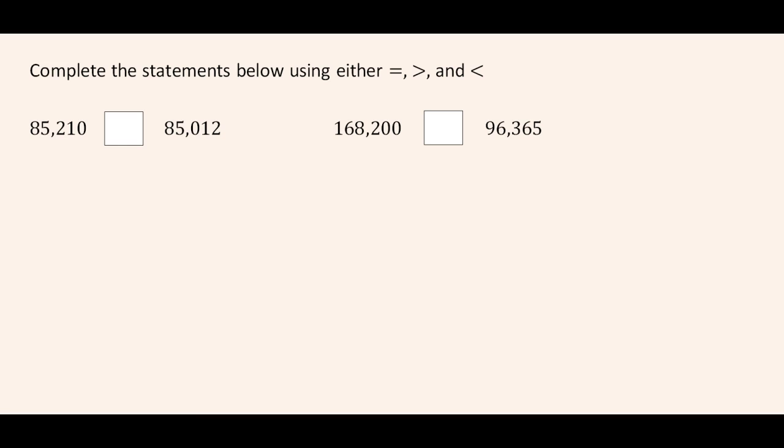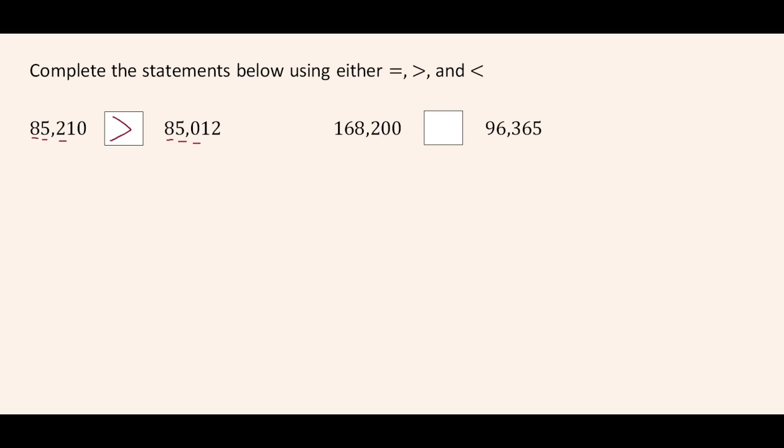So 85210, 85012. So what we see here is we have 5 digits on the left, 5 digits on the right. So let's start from the first digit on the left. So we have 8, we have 8. So they're the same at that point. So we move over to the next one. We have 5, we have 5. Then we move over to the third digit. We have a 2 here, we have a 0. So what's happening here is that this number is going to be larger because in this position here 2 is larger than 0, and then our mouth of the alligator is going to open up to eat that number, the larger number.